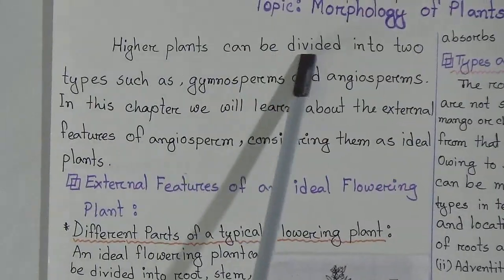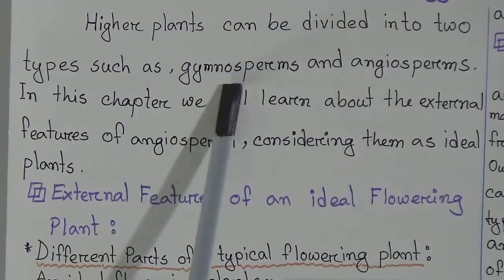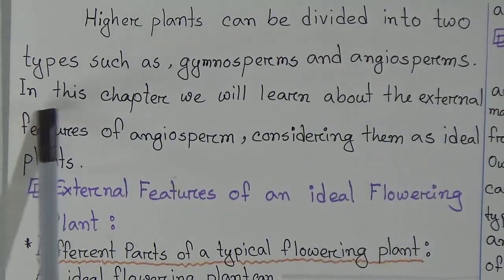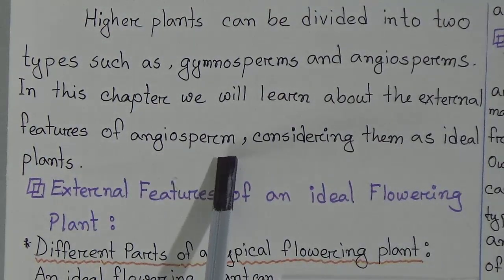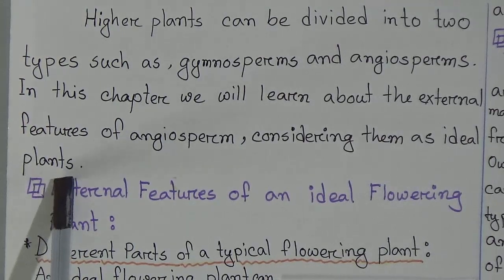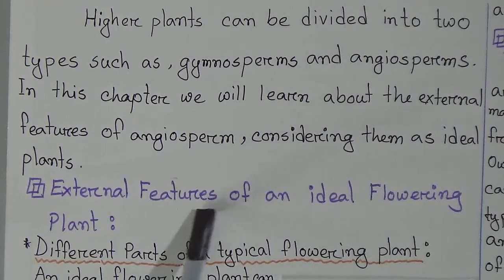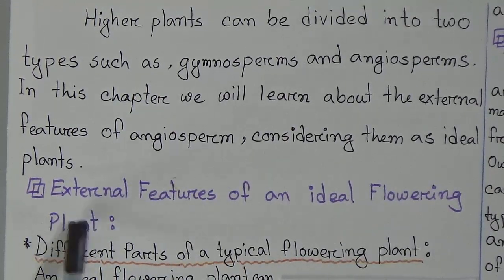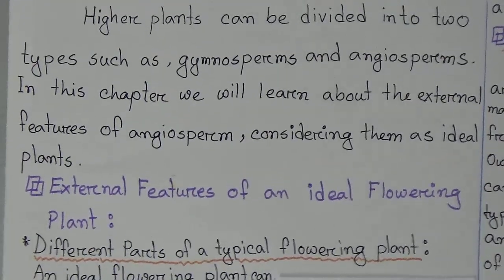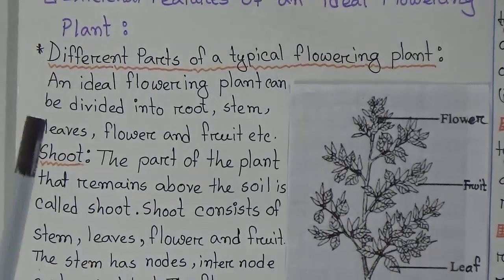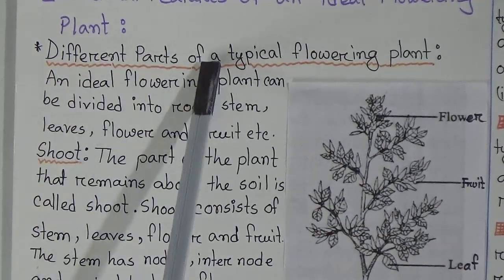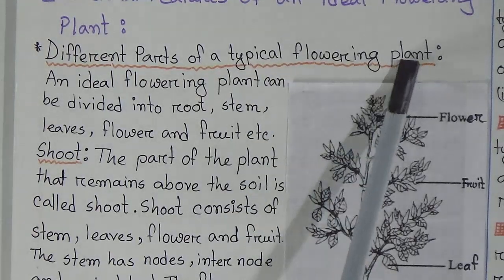Higher plants can be divided into two types such as gymnosperm and angiosperm. In this chapter, we will learn about the external features of angiosperm, considering them as ideal plants. Now we will read the first point of this chapter, the external feature of an ideal flowering plant. Here the angiosperm plant is considered as the ideal flowering plant. We will discuss chilli plants. Different parts of a typical flowering plant.